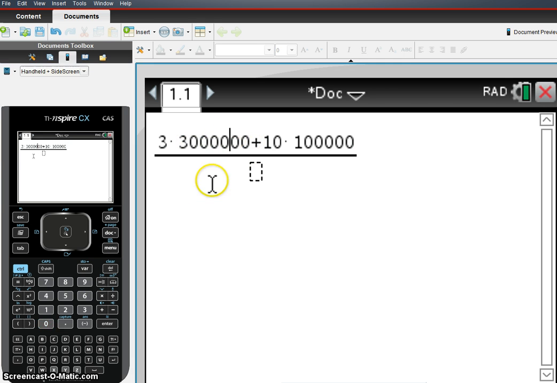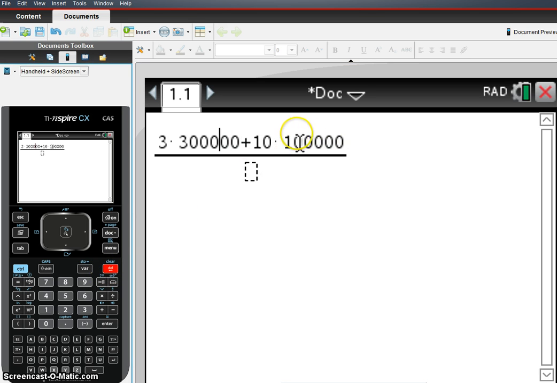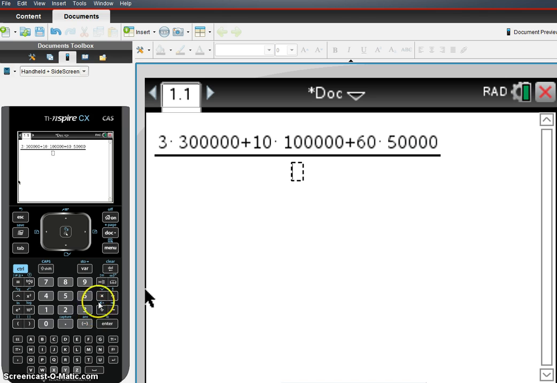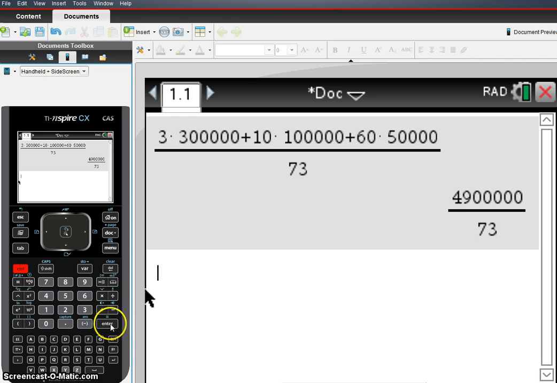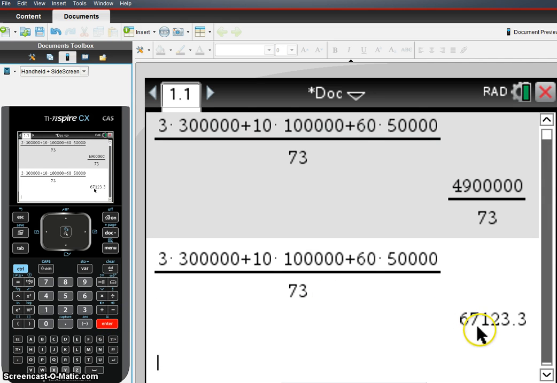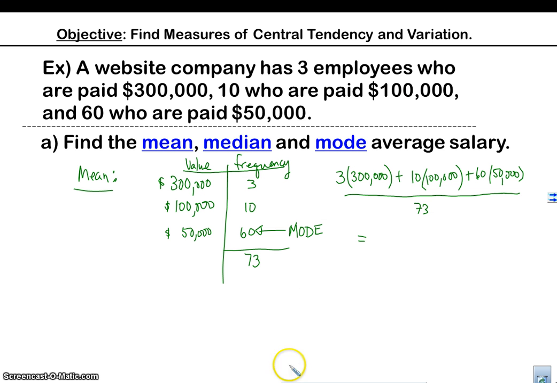That's 3 million. I got too many zeros here, guys. Okay, 100,000, that's right. Plus 60 times 50,000 divided by the sum of those, which is 73. And I want to Control Enter that. $67,123.30. All right, so 67,123 and 30 cents. So there's my mean. Okay, this is my mean.